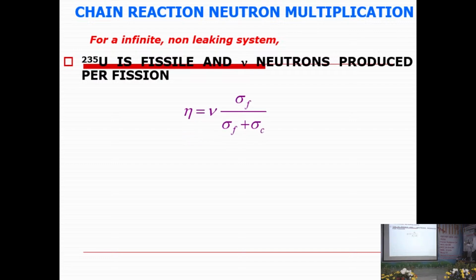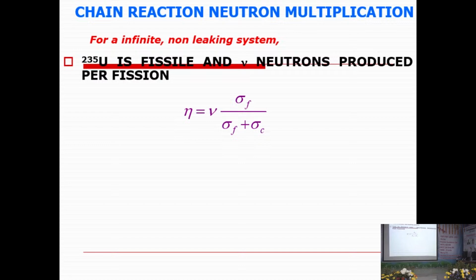Now, for each fission, mu neutrons are released. But once the neutron is captured, a compound nucleus is formed. Only some fraction of the compound nuclei will undergo fission, while some will be stable. Here we are expressing how many fractions of the compound nucleus are undergoing fission, that is sigma f divided by sigma f plus sigma c.